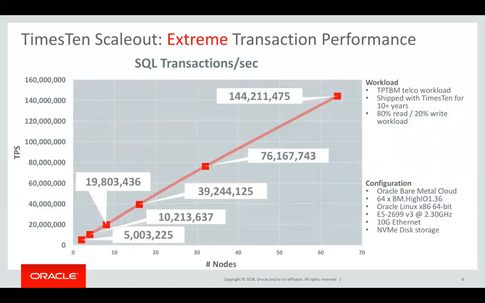TimesTen Scaleout is foremost about extreme performance, and 144 million transactions a second is pretty extreme. This is using TimesTen's own telecommunications benchmark, known as the Telecommunications Provider Throughput Benchmark, which has shipped with the TimesTen database for the last 10 plus years, running in an 80-20 read-to-write ratio. And this was run on the Oracle Cloud using 64 standard host configurations. Astonishing performance from standard hardware running on Oracle Cloud.